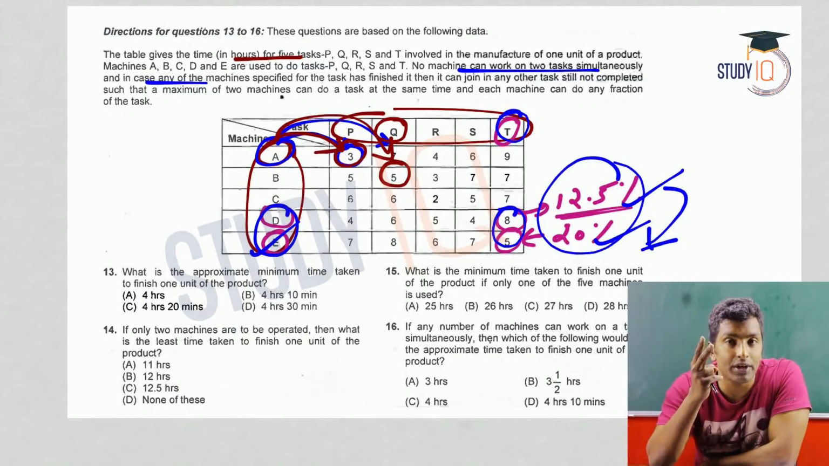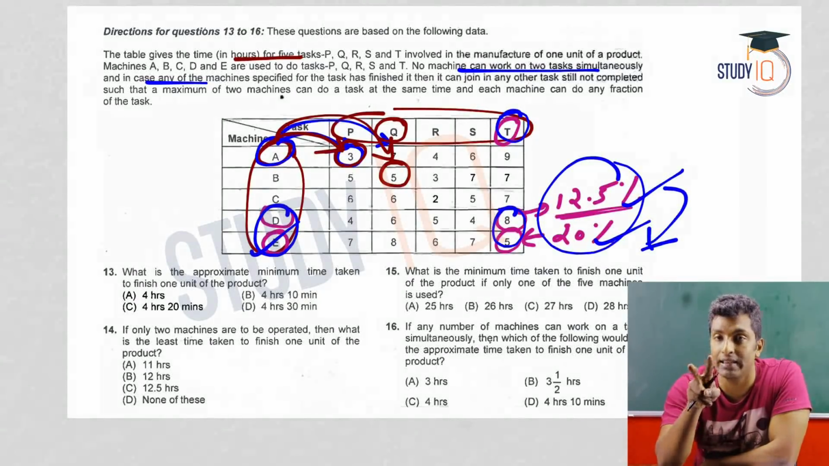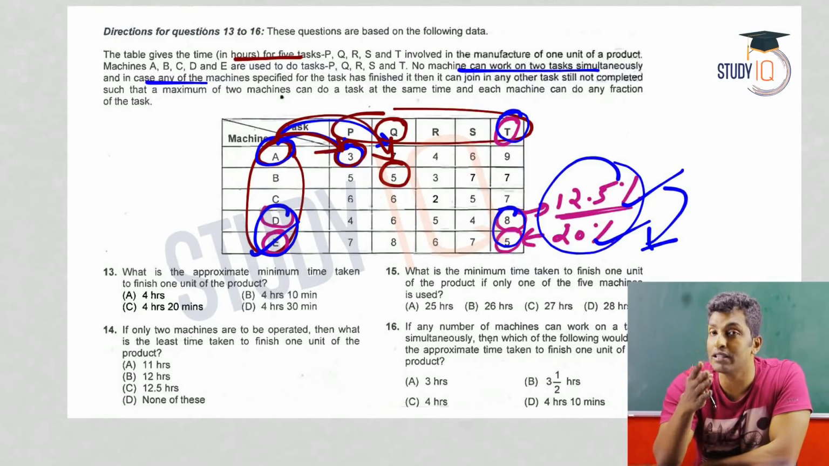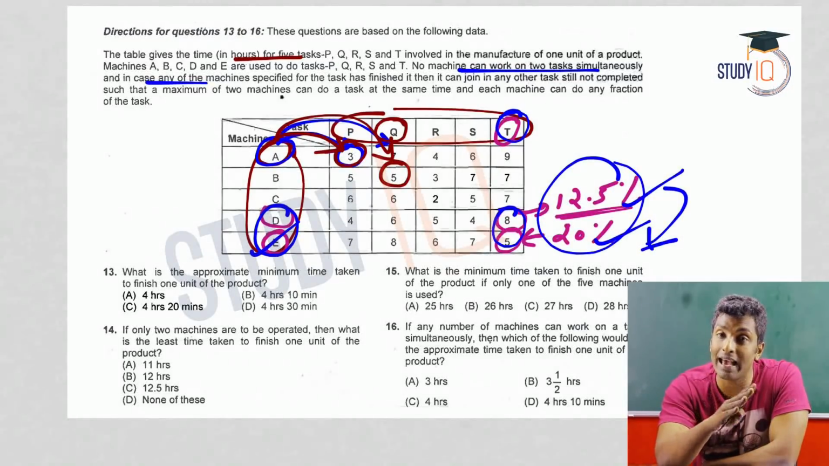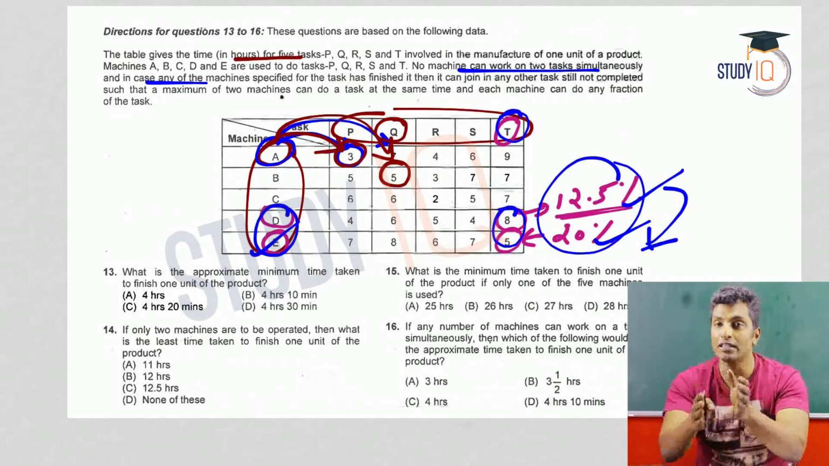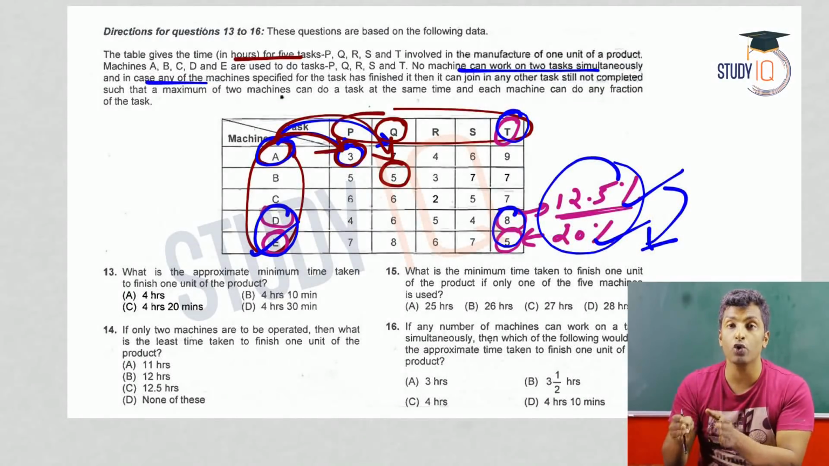So two things that you need to be very clear. One machine cannot do two tasks simultaneously. So here I am not saying machine A is doing task P and Q simultaneously. What I am saying is, once machine A completed task P, then machine A can join machine B to complete task Q. Not that machine A is working on P and Q simultaneously. That is not possible. Once machine A completed P, it will move to work on Q along with B, just to help B. That's it.